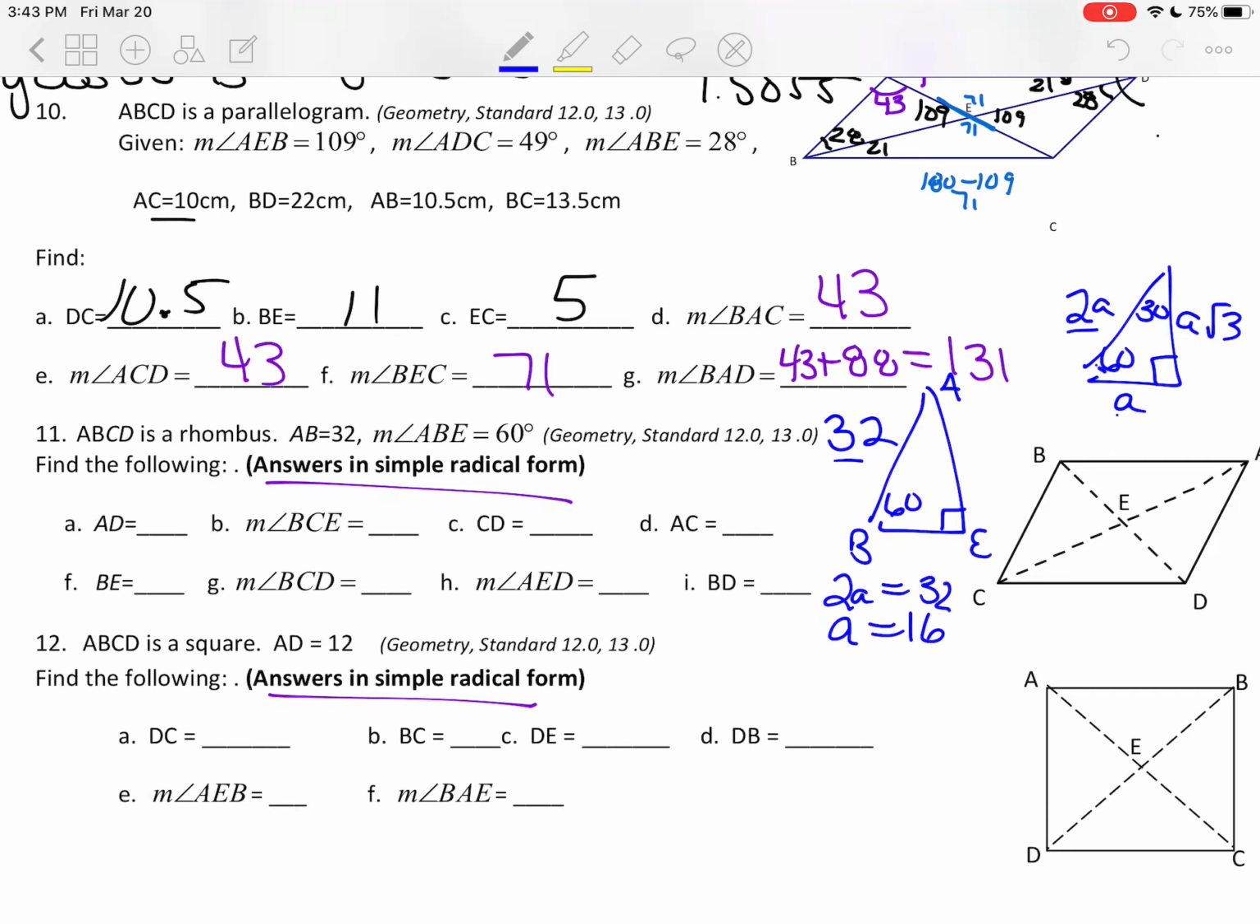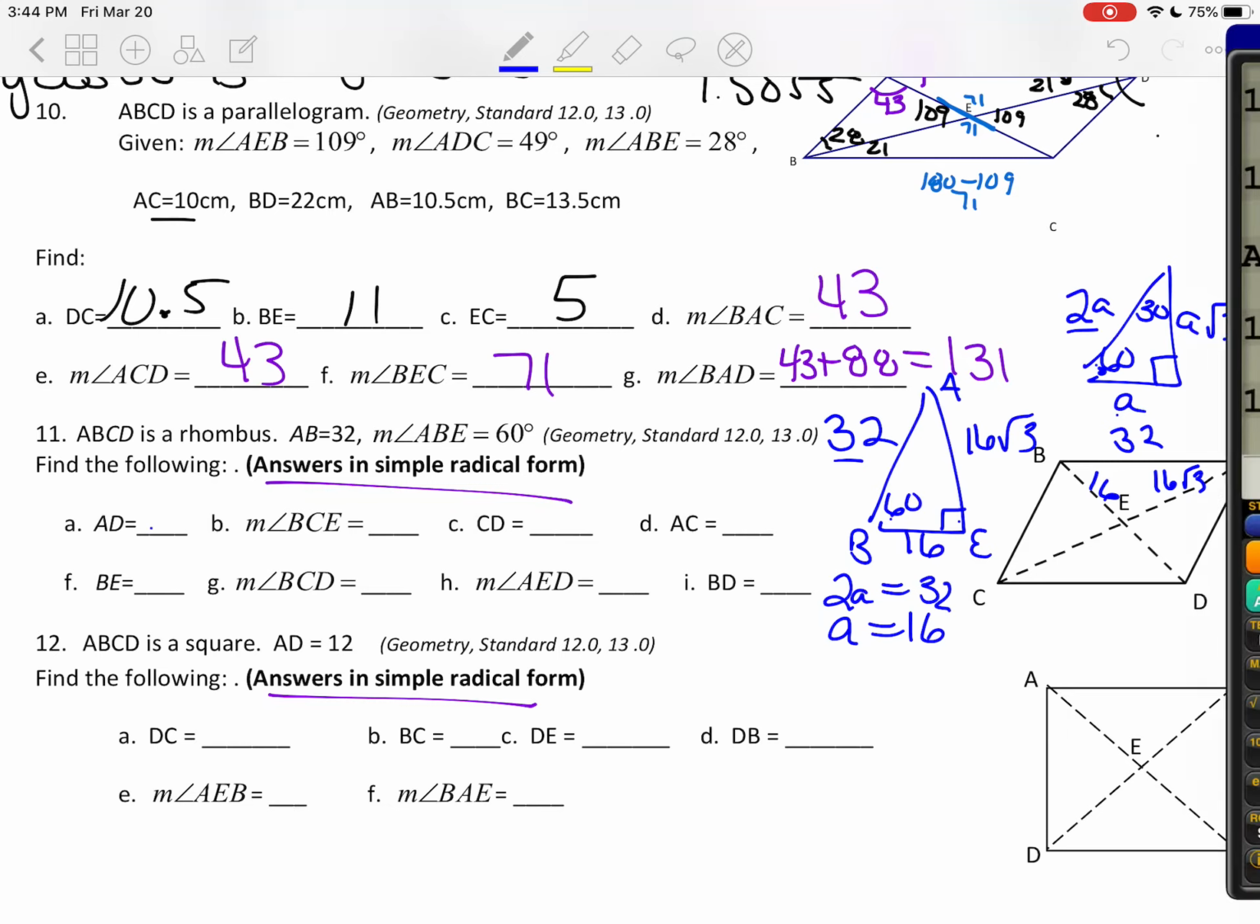So A equals 16. Well, A is between the 60 and the 90. Use the angles of your pattern to match. Between the 60 and 90 is BE, so that is going to be 16. The other side, between the 30 and the 90, is A root 3, which leaves this one to be 16 root 3. Okay? So that's going to give us all our side lengths. So this side is 16, this is 32, and this is 16 root 3.